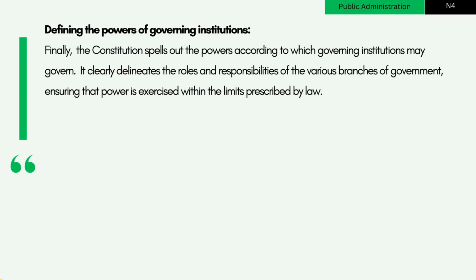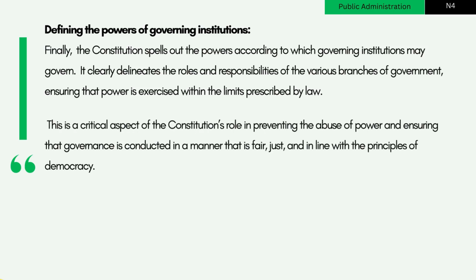7. Defining the powers of governing institutions. Finally, the Constitution spells out the powers according to which governing institutions may govern. It clearly delineates the roles and responsibilities of the various branches of government, ensuring that power is exercised within the limits prescribed by law.